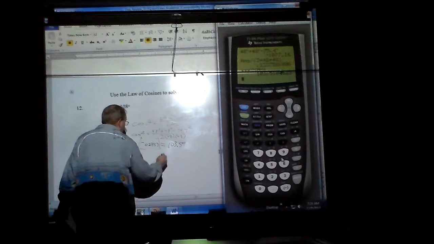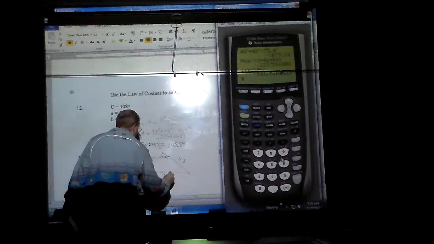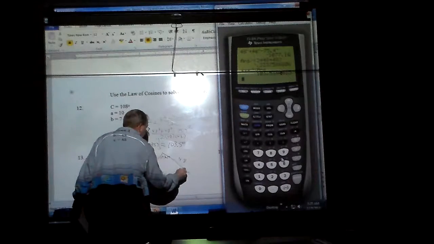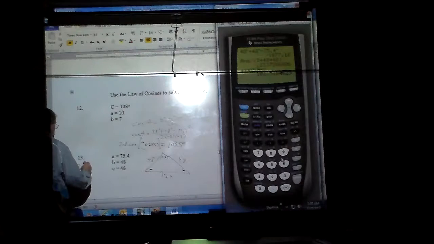Think about this here. If you've got a triangle, this is 103.5 degrees, and this is 48, 48, and this side here is 75.4. I know these two angles here are congruent. Now I can go to law of sines, and I might just do it because law of sines is easier than law of cosines. I could write down sine of angle B would be the same thing as the sine of that 103.5 degrees, divided by the 48.